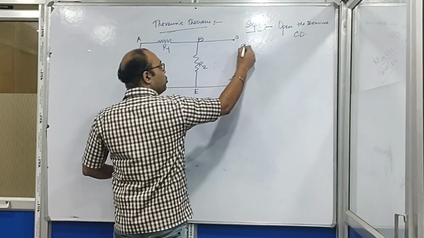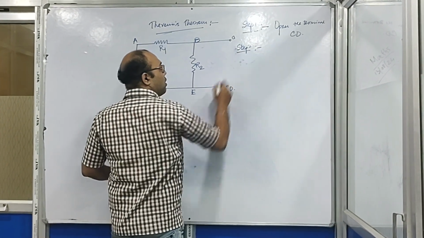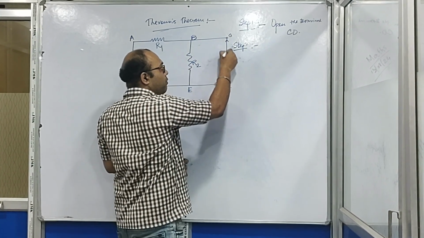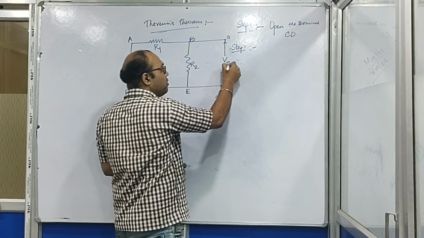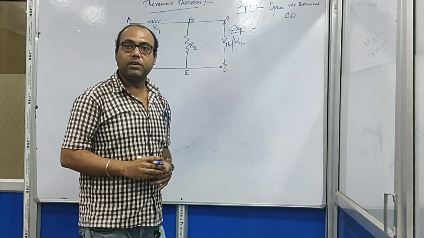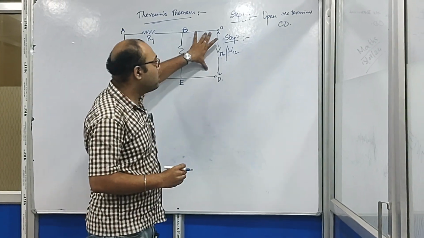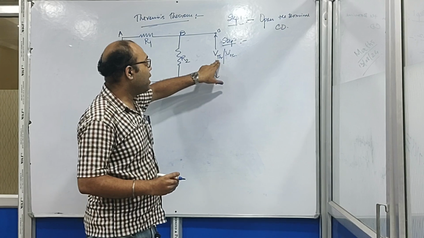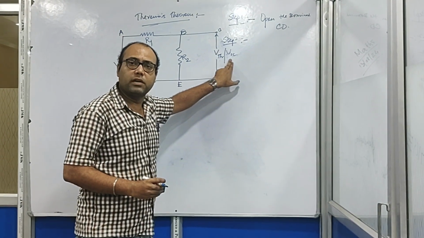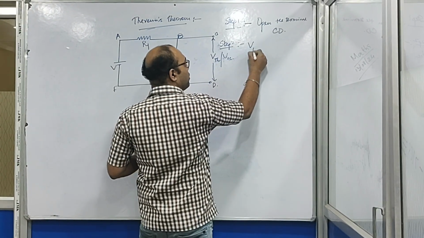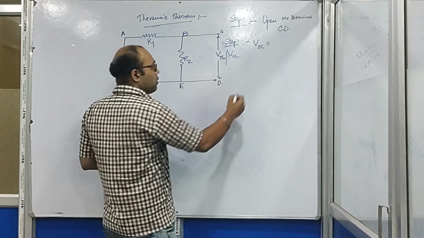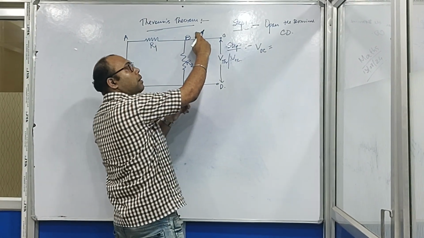Next, step 2. Across this open circuited terminal, we will evaluate a voltage which is called the open circuit voltage or the Thevenin's voltage. We will compute the value of VTH, that is the Thevenin's voltage, or in other words, the open circuit voltage. So, what will be the value of this open circuit voltage? It will be the same voltage across the terminal VE.